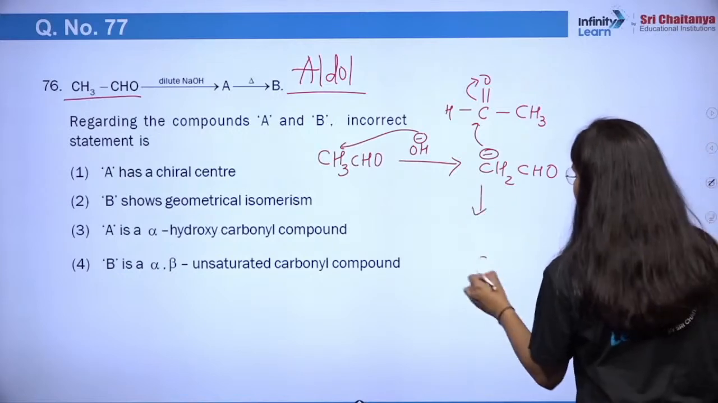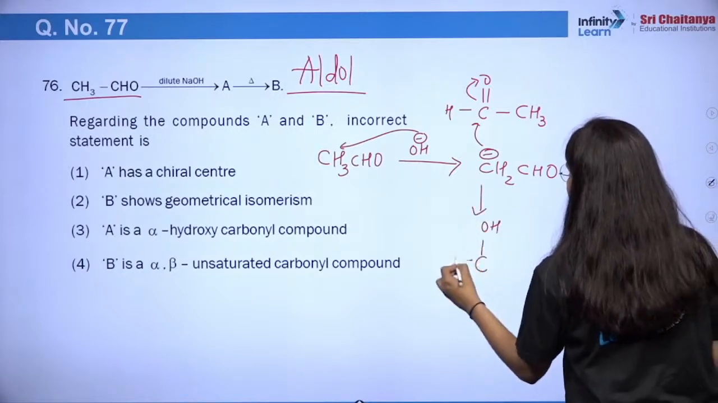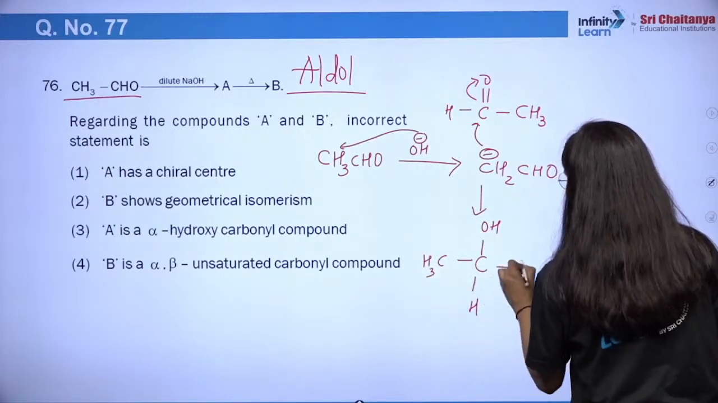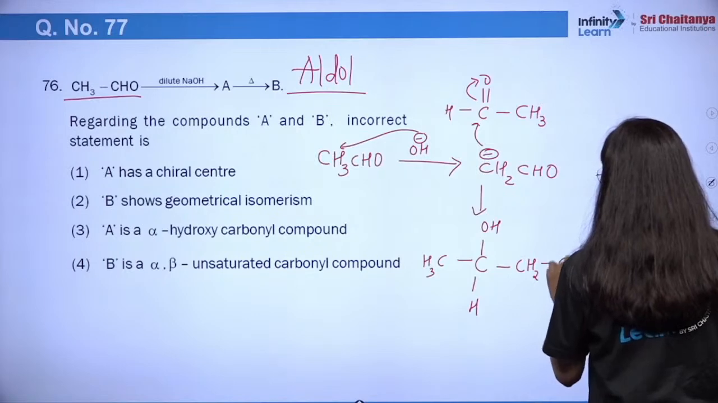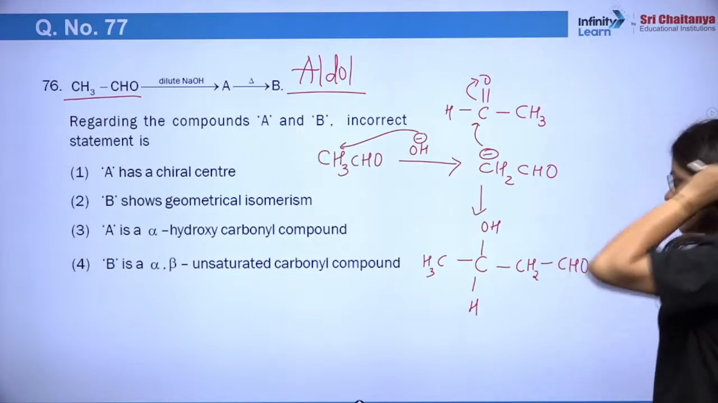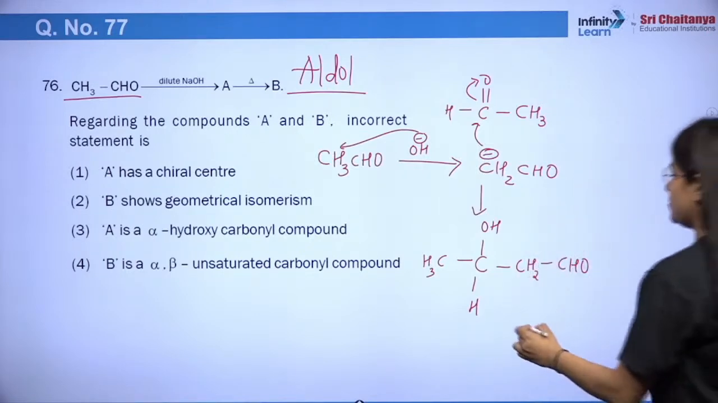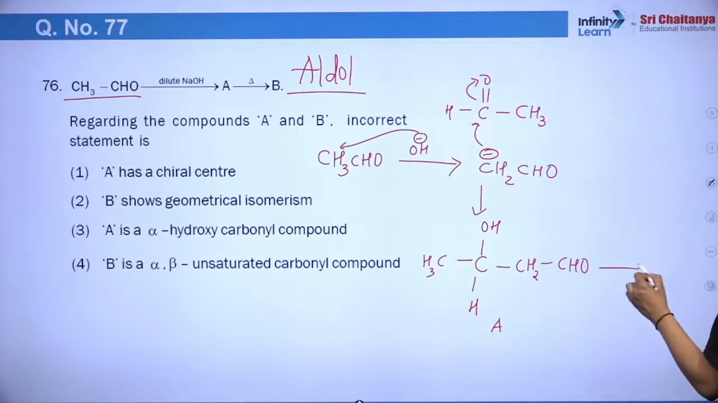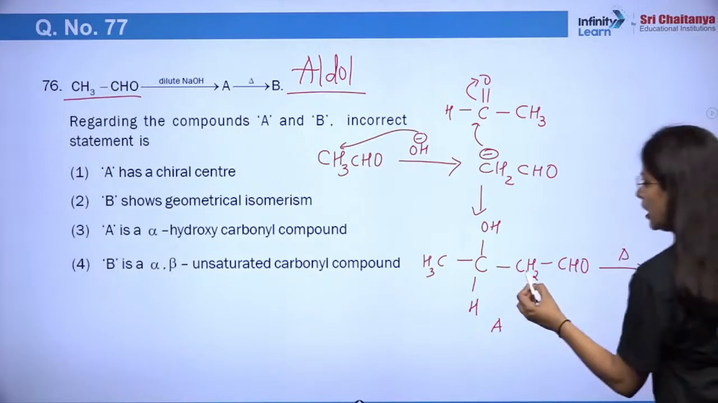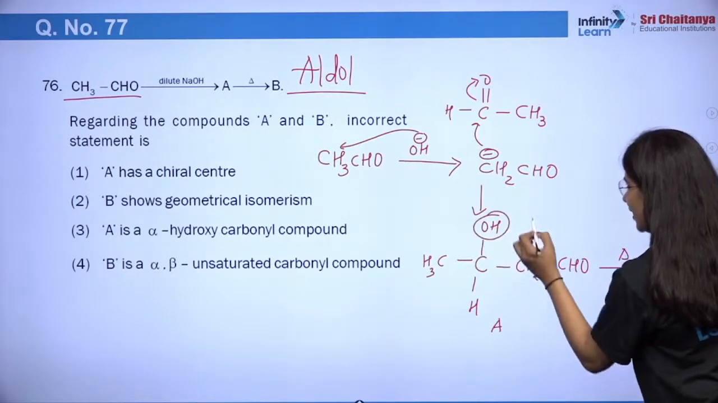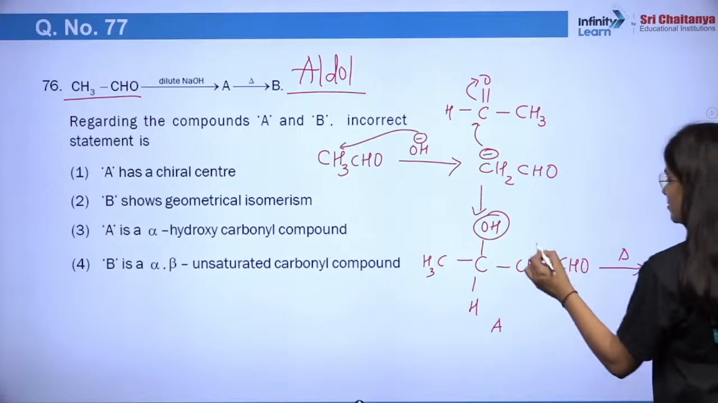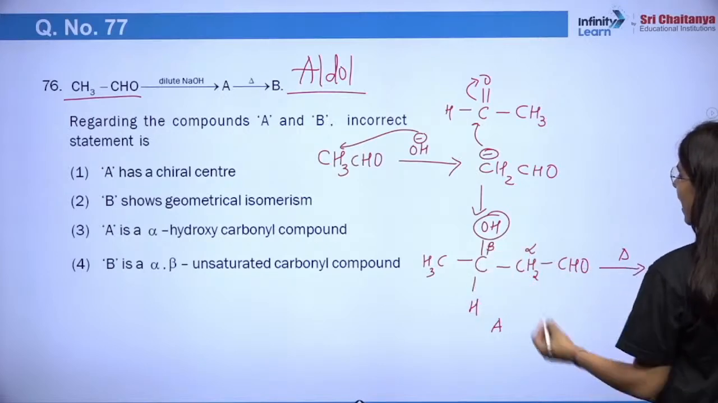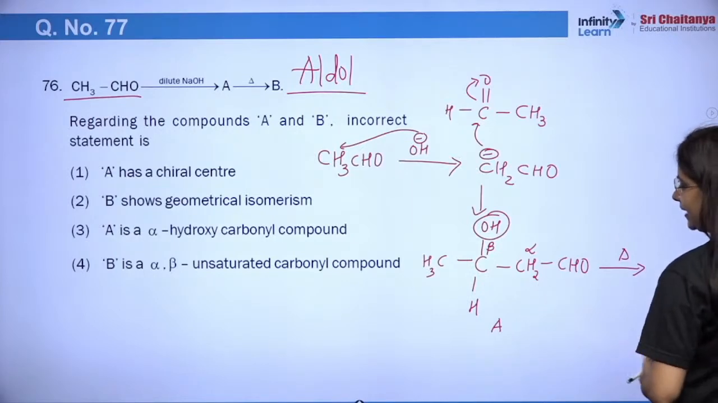So what will be the product here? OH, this CH3, H, and this CH2, CHO. So this is my product A. Now on heating, what happens? On heating I'll get B. So OH will go from here, H will go from here. This is the alpha position, this is the beta position. So this is a beta hydroxy aldehyde I am getting here.